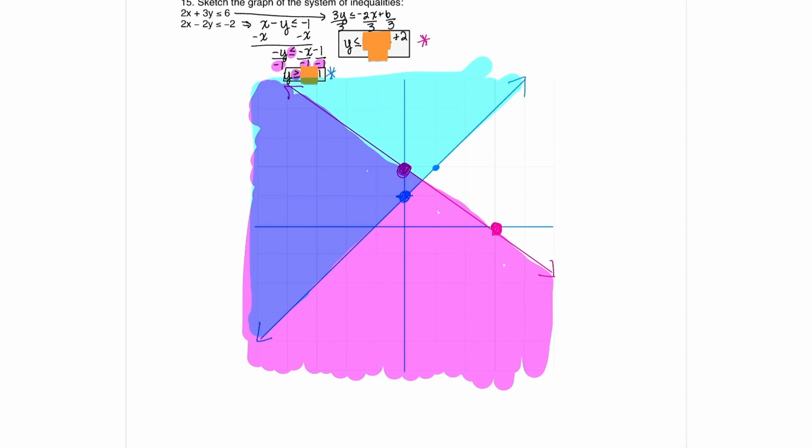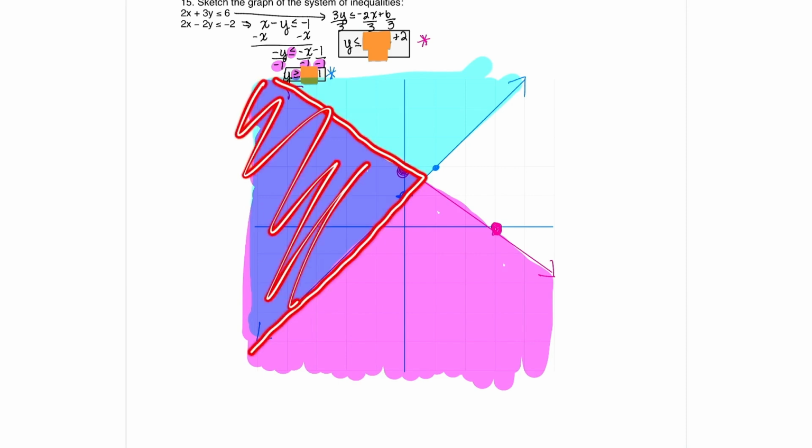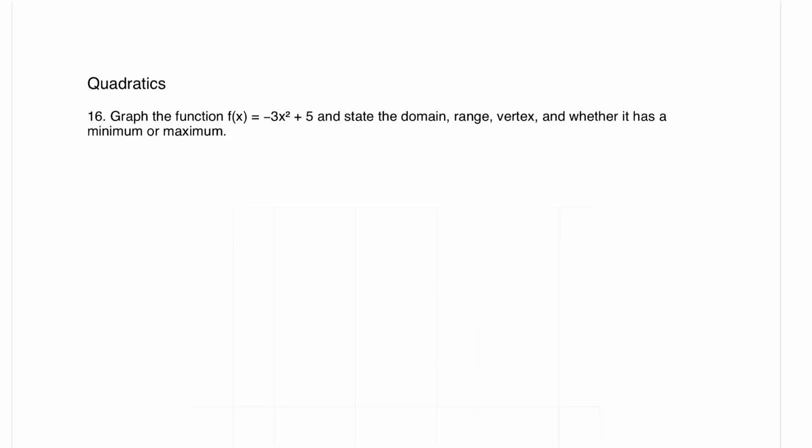So you can see the system of inequalities solution is in this triangular portion right here. So any point here would satisfy both inequalities. And that's your final answer. Number 16. Now we're going into quadratics.